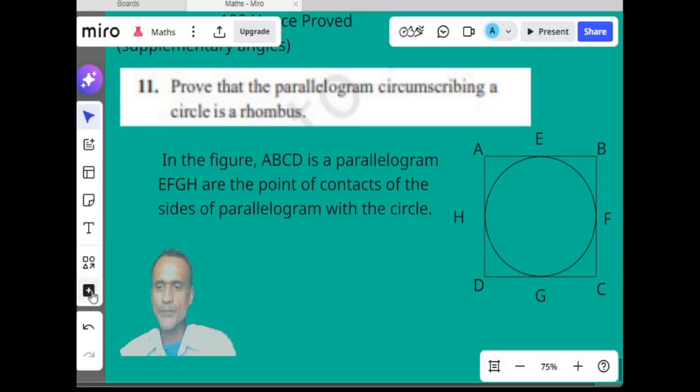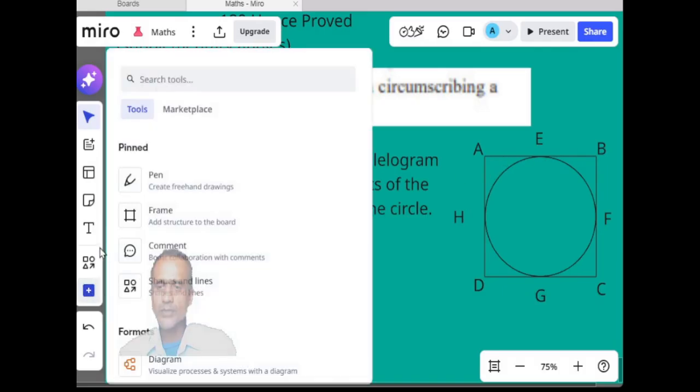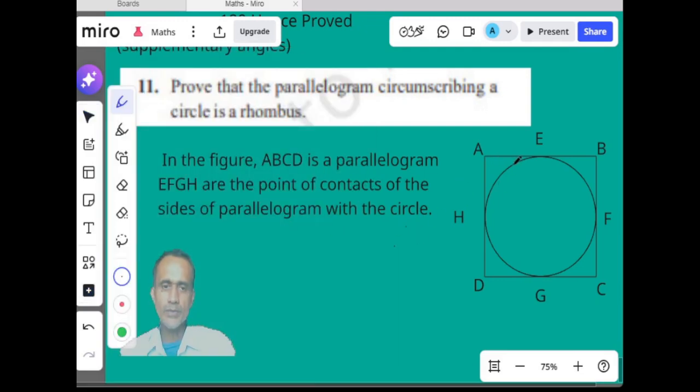So we already know that tangents drawn from a point outside the circle are equal. So this is equal to this and this is equal to this. We are already given that AB is equal to DC. So we need to prove that AB is equal to AD. If we prove that AB is equal to AD, then we have proved that all four sides are equal. So hence ABCD will become a rhombus.